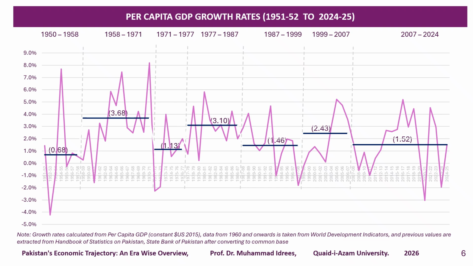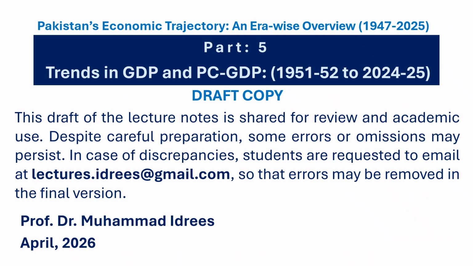So this graph is giving us almost a similar pattern to what we saw in the case of GDP growth rates. Military regimes have relatively higher figures as compared to the political regimes. We have discussed a few reasons, but there are many reasons which can be discussed. So this is all about trends in GDP and per capita GDP from 1950-51 to 2024-25.